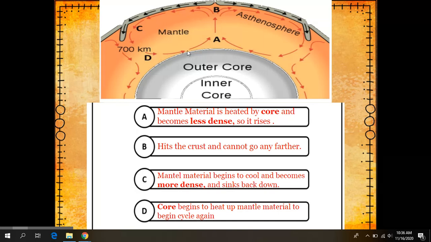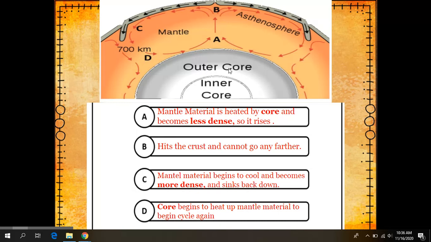And so that's just what happens at each point, A, B, C, and D. Now, this does not happen fast. In fact, it takes about over 1,000,000 years for one cycle to be completed. So it's a very, very slow process that's going on here. But yeah, that's what's going on in the convection currents. Point A, point B, point C, point D.